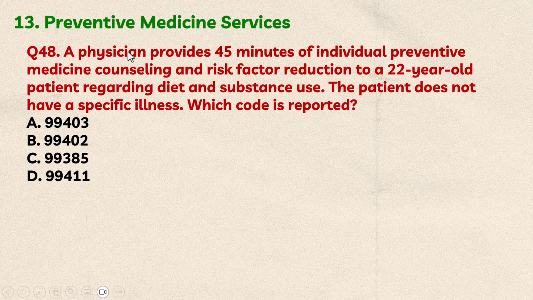Question number 48. A physician provides 45 minutes of individual preventive medicine counseling and risk factor reduction to a 21-year-old patient regarding diet and substance use. The patient does not have a specific illness. Which CPT code is reported? So there are 4 answers available. Take your CPT code book and find the answer. Here you have to highlight this is 45 minutes individual preventive medicine counseling for risk factor reduction and 21-year-old patient. Once you look at the answers, all answers are adjustment codes. You can use the elimination method for the exam, but for learning, let's use the CPT alphabetic index.